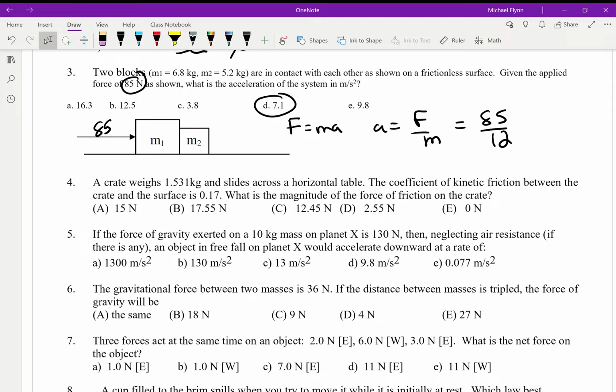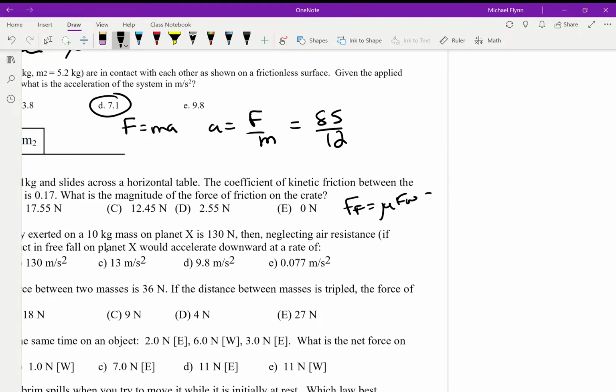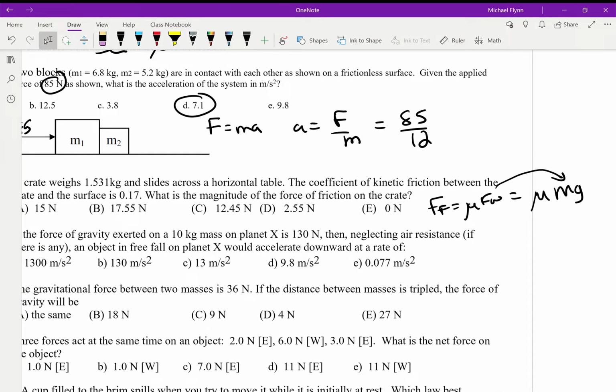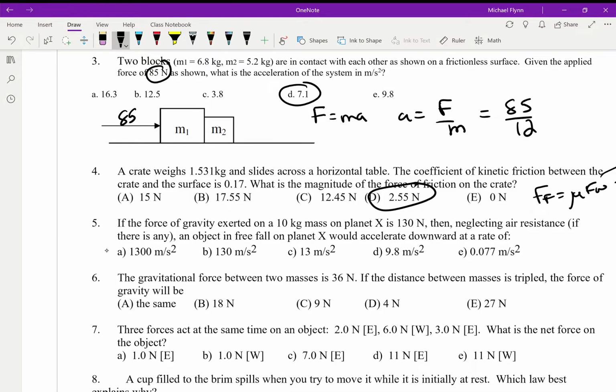All right, great. Slides across the table. Coefficient of kinetic friction is given. What is the magnitude of the force of friction? Well, this is where we use that the force of friction is mu Fn, but because it's a horizontal surface, it's mu mg because Fn and mg are equal on a horizontal surface. So all I have to do is go 0.17 times 1.531 kilograms times 9.8, which is 2.55 newtons, and that is D. So there you go.